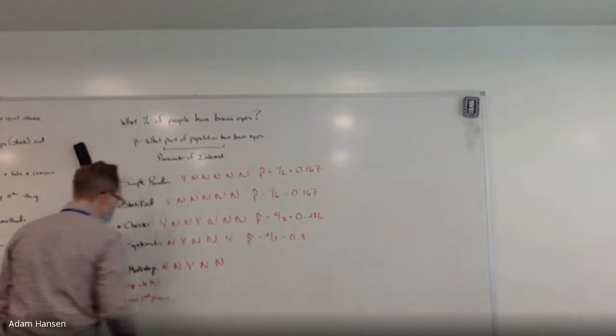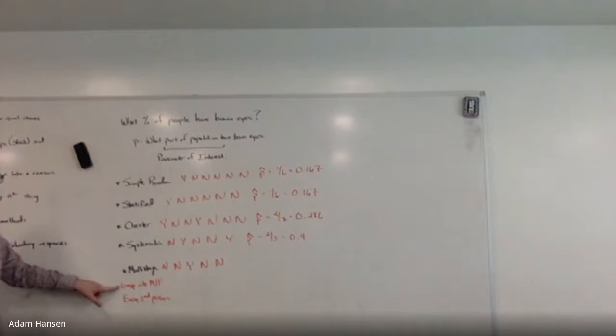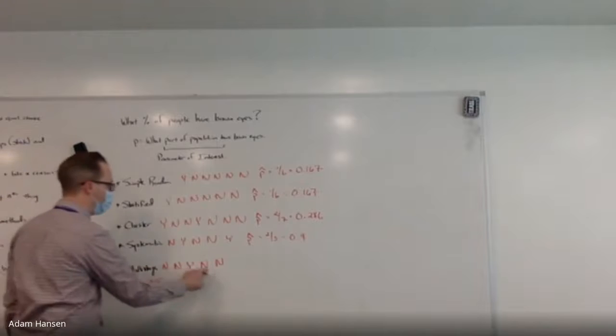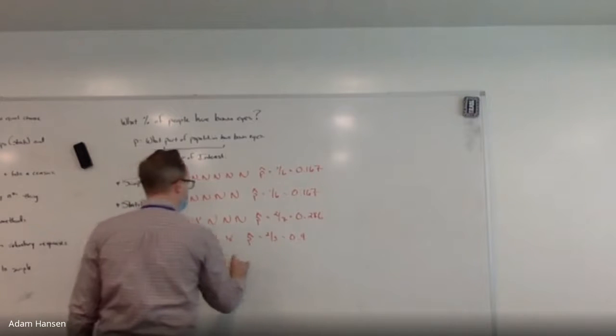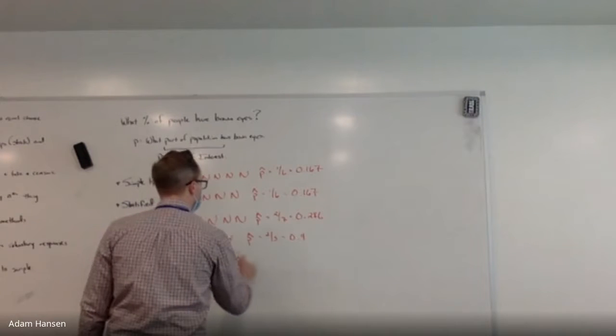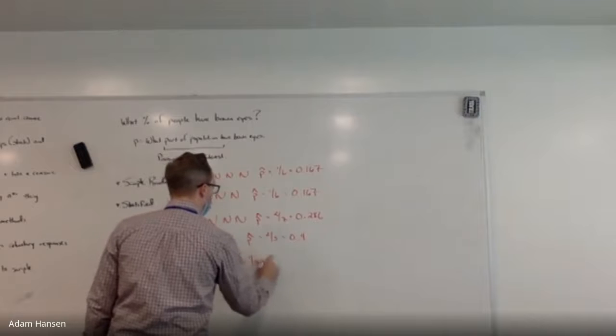So in multi-stage, where I stratified the groups, broke into different groups, male, female, and then systematically asked every other person, this is a multi-stage sample. So no, no, yes, no, no. That would be 1 out of 5, or 20%.